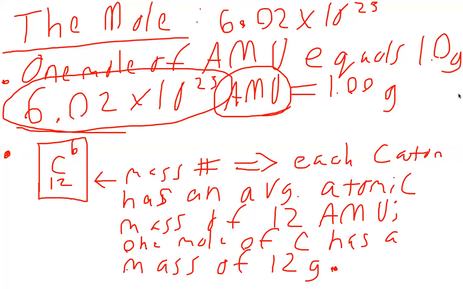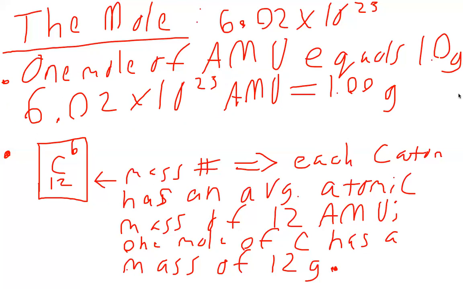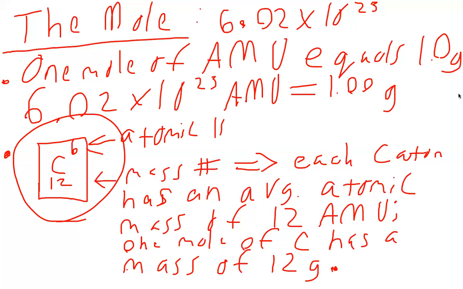So that's that piece. But regarding the periodic table entry here, when you look at the periodic table, you're going to see two numbers for every single atom. You're going to see the atomic number, and you're going to see the mass number. Okay, the atomic number and the mass number. That's what you're going to see.